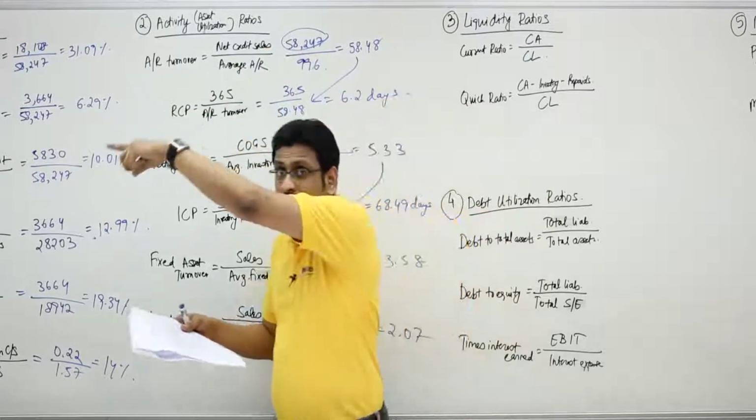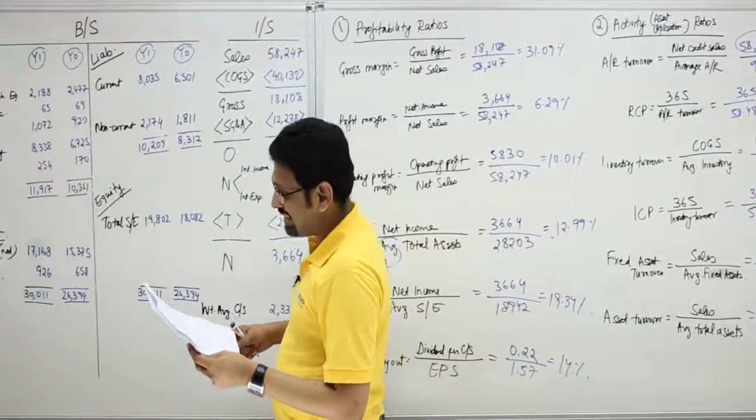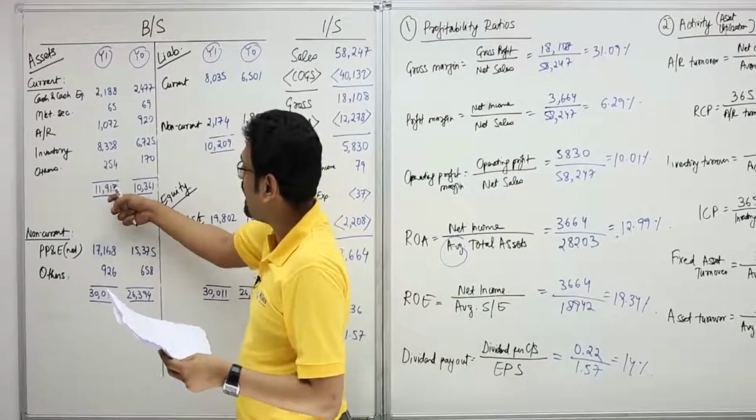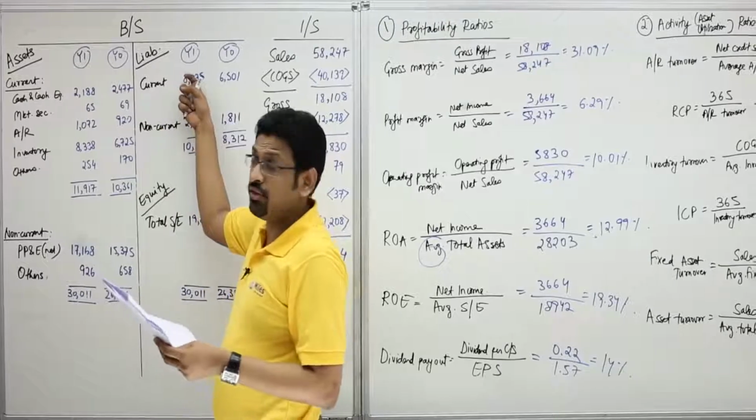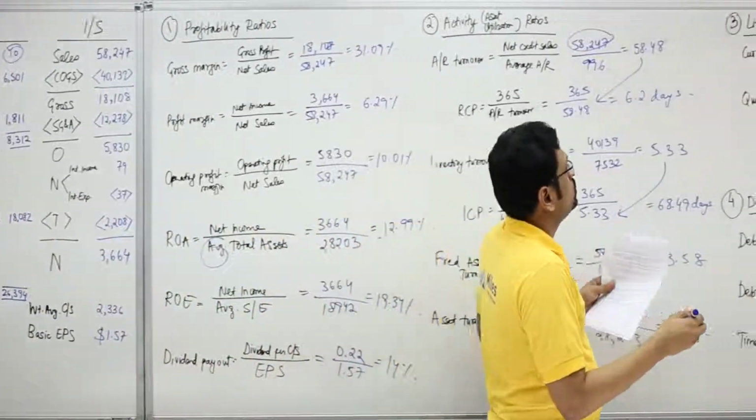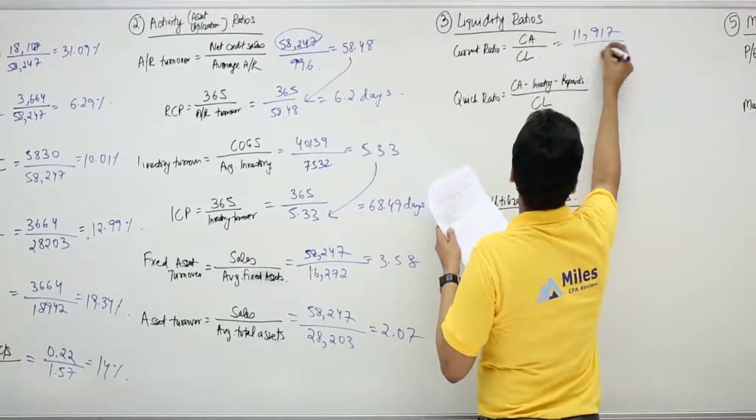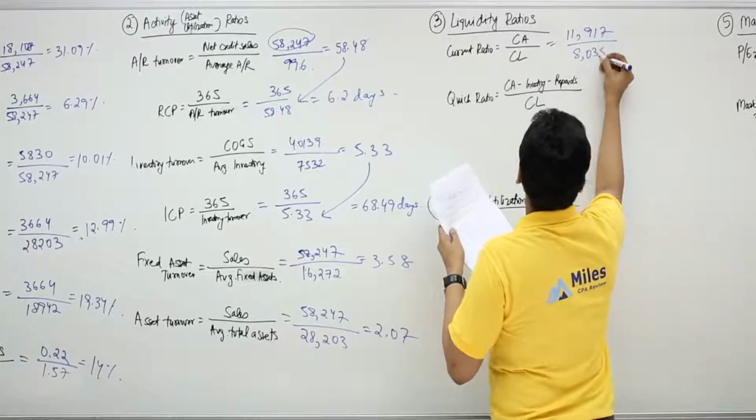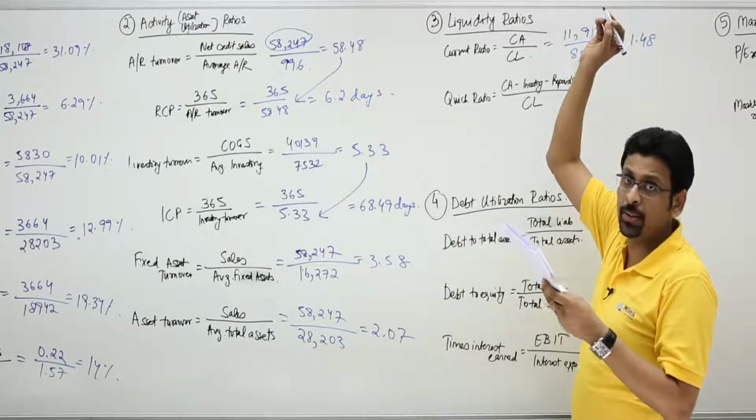So let's get back to the dashboard where we have our financials. So current assets, that's 11,917. Current liabilities, that's 8,035. So let's put the numbers. 11,917 divided by 8,035 gives you a current ratio of 1.48.